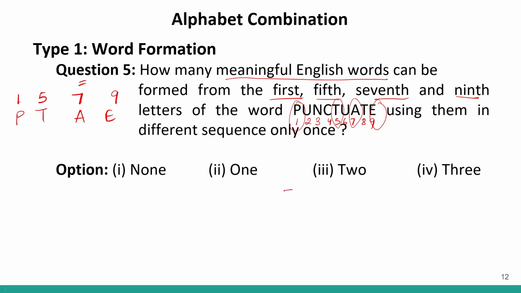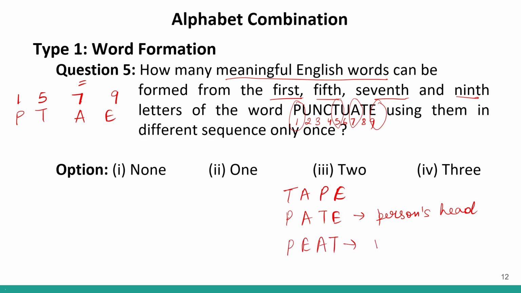So the first one I can think of is tape. You use a tape to stick things together. Then there is a word called pate. What do you mean by pate? Pate means a person's head. Okay. Then let us see if we can form another word. I can form peat. What do you mean by peat? Peat is basically a vegetable byproduct. It is a product that is used for burning things. So basically when, let's say, flowers or vegetables die and they're buried, whatever compost that you get, that is peat.